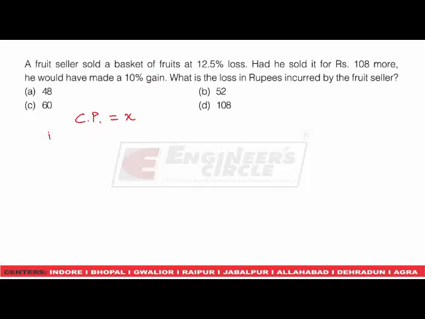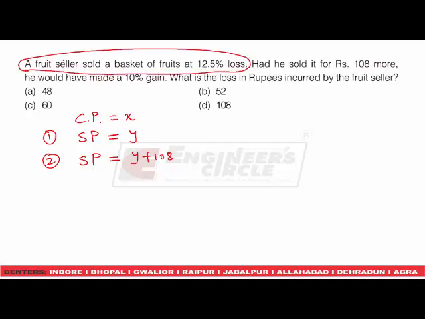In the first scenario, let the selling price be Y, and in the second scenario, the selling price will be Y plus 108, because it is given had he sold it for rupees 108 more. So initially, for the first scenario, if we are taking selling price to be Y, then for the second scenario, the selling price will be 108 more than the initial selling price, so it will be Y plus 108.